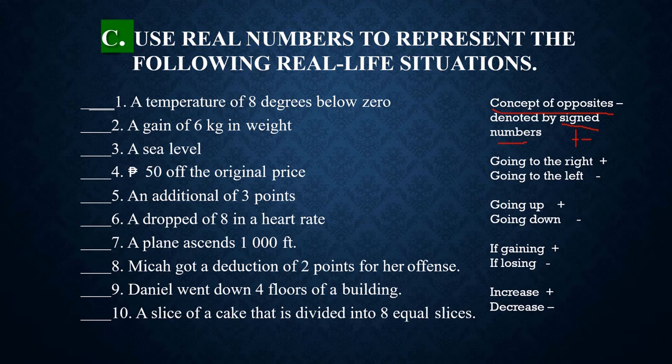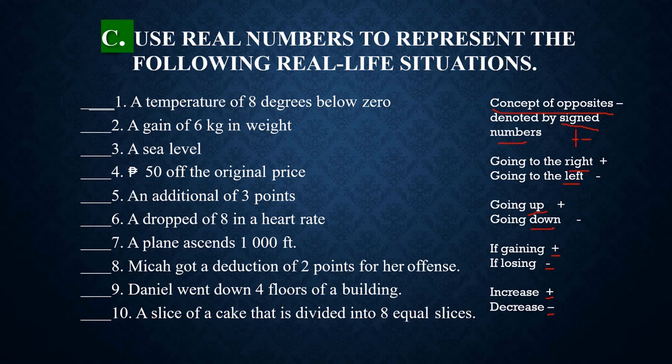So in mathematics, the concept of opposites is denoted by signed numbers. So sign, whether positive or negative, plus the number. For example, going to the right is represented by a positive. Going to the left is represented by a negative. Going up is represented by a positive. Going down is represented by a negative. If it's gaining, it represents as positive. If it's losing, it is negative. When we say increase, it is positive. When we say decrease, it is negative.